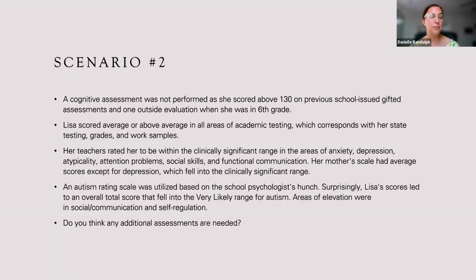Her teachers rated her to be within the clinically significant range in the areas of anxiety, depression, atypicality, which is kind of like, not acting quite as we would expect them to act, attention problems, social skills, and functional communication. Her mother's scale had average scores except for depression, which fell into the clinically significant range. An autism rating scale was utilized based on the school psychologist's hunch. Surprisingly, Lisa's scores led to an overall total score that fell into the very likely range for autism. Areas of elevation were social communication and self-regulation.